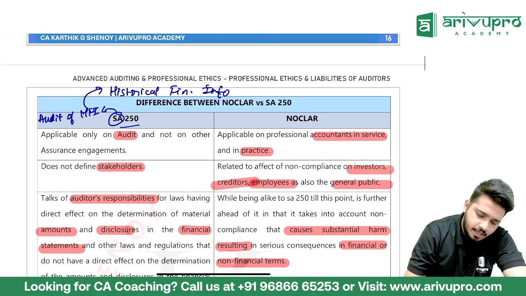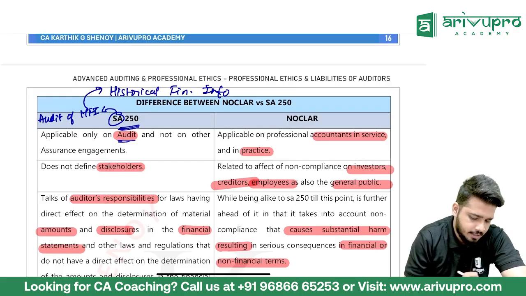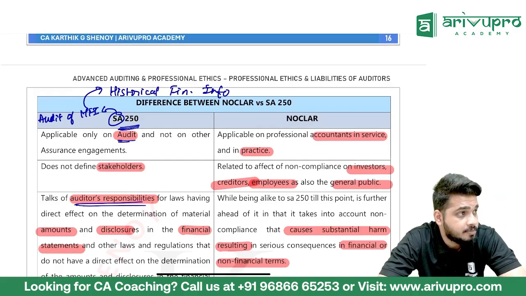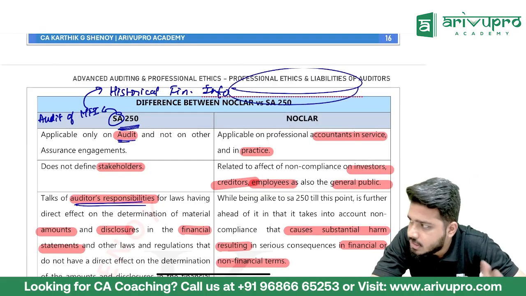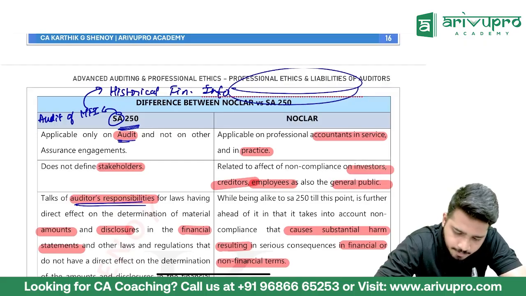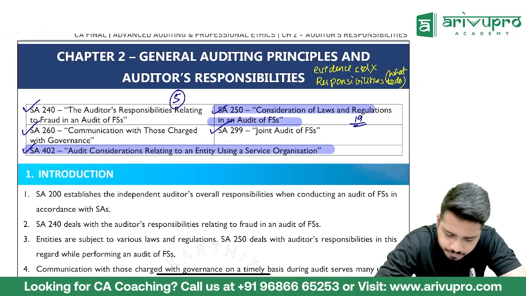So remember here, SA 250 is applicable only on audit. So this talks about auditor's responsibility. And what does the professional ethics chapter talk about? Auditor's responsibilities. Okay, right. Come to chapter number 2 now.